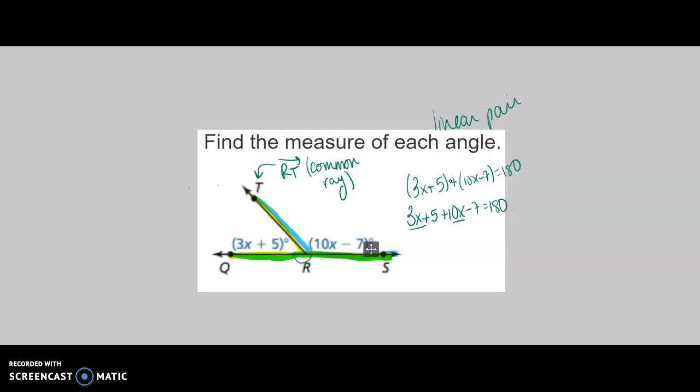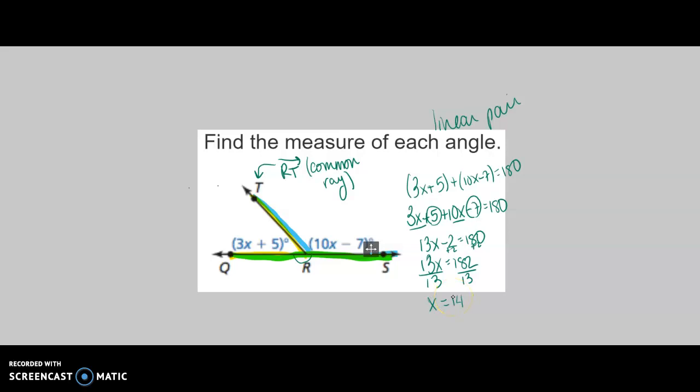So 3x plus 10x is 13x. 5 minus 7 is negative 2. So we have 13x, add 2 to both sides, is equal to 182. Divide both sides by 13. Therefore, we have x equals 14.